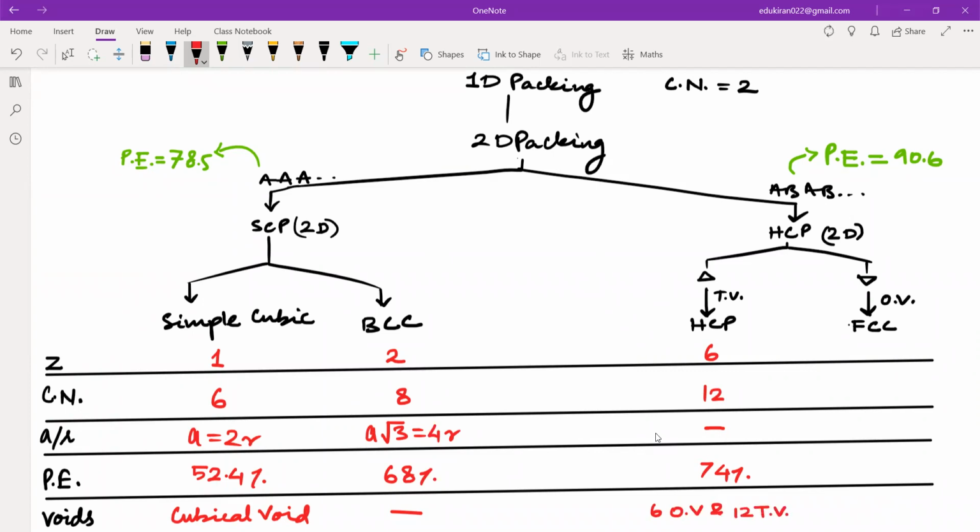Then for FCC, the Z is equal to 4. Coordination number is again 12. Relationship between A and R, since this is face centered, it will be A root 2 is equal to 4R. And the packing efficiency is again 74%. The voids here will be n number of octahedral voids, that means 4 octahedral voids and 8 tetrahedral voids.